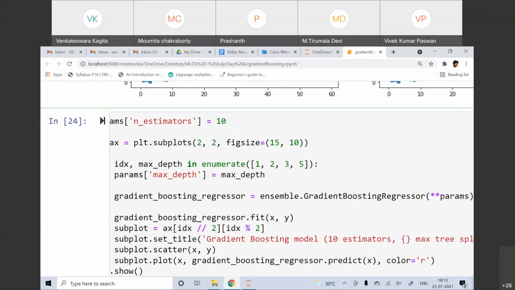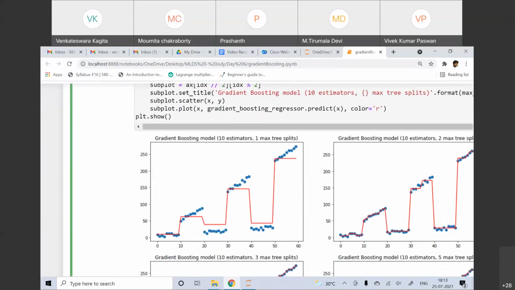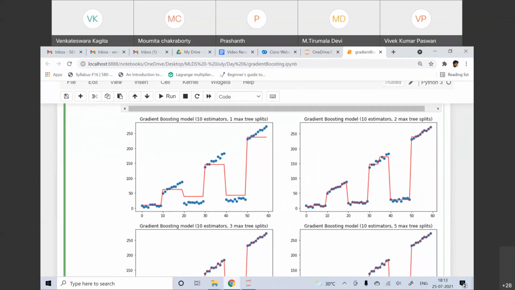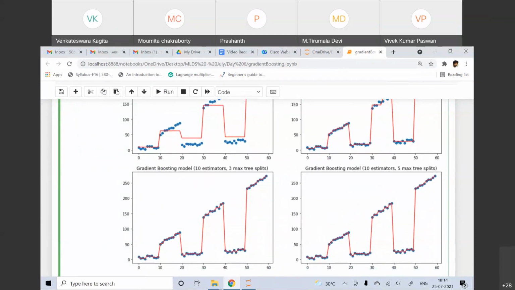So depth is 1, depth is 2, depth is 3, depth is 5. Right? So with depth 1, this is the model with 10 estimators. With depth 2, this is the model, same 10 estimators. And depth 3, this is the model, and depth 5, this is the model. So which is the better model? 5, right? So it's not only that increasing the number of estimators, but increasing the complexity of the underlying model also is actually improving the model's performance, right?